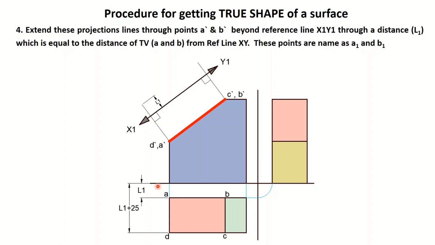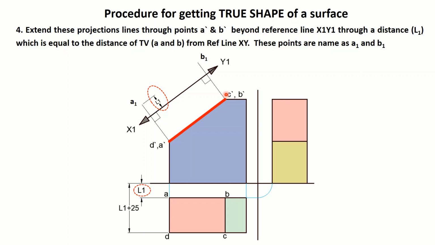The same process can be done for point B also, because the distance of B from xy is also the same, that is L1. So we transfer these distances L1 here and L1 here along the projections from A dash and B dash, and these points are marked as A1 and B1. So A1 and B1 are the auxiliary top views of points A and B. Then the same process can be repeated for points C and D as well.